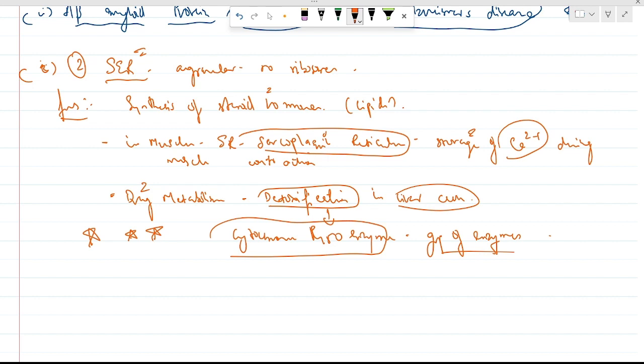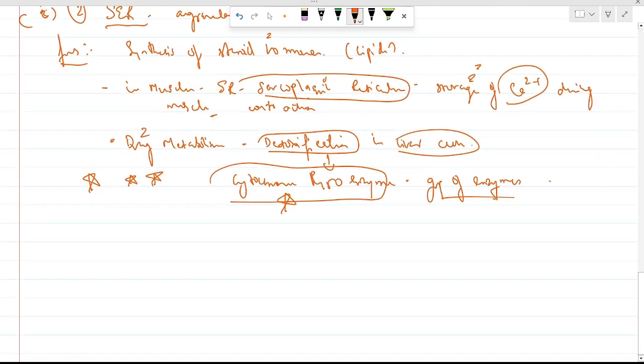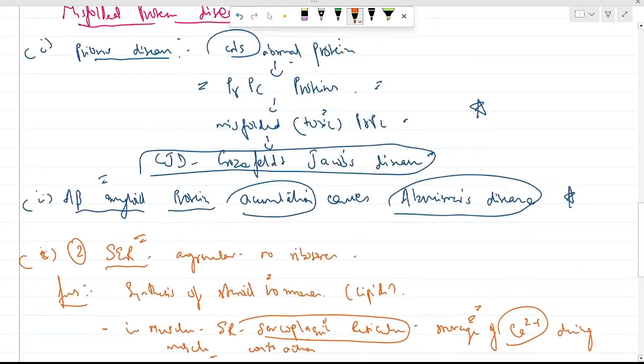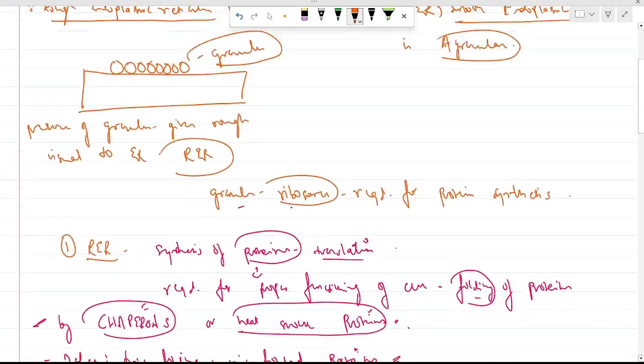So these are three functions of smooth endoplasmic reticulum: synthesis of the steroid hormones; in muscles, the sarcoplasmic reticulum for storage of calcium during muscle contraction; and in the liver, during the detoxification process, the cytochrome P450 enzymes in drug metabolism. So this is all about our endoplasmic reticulum.